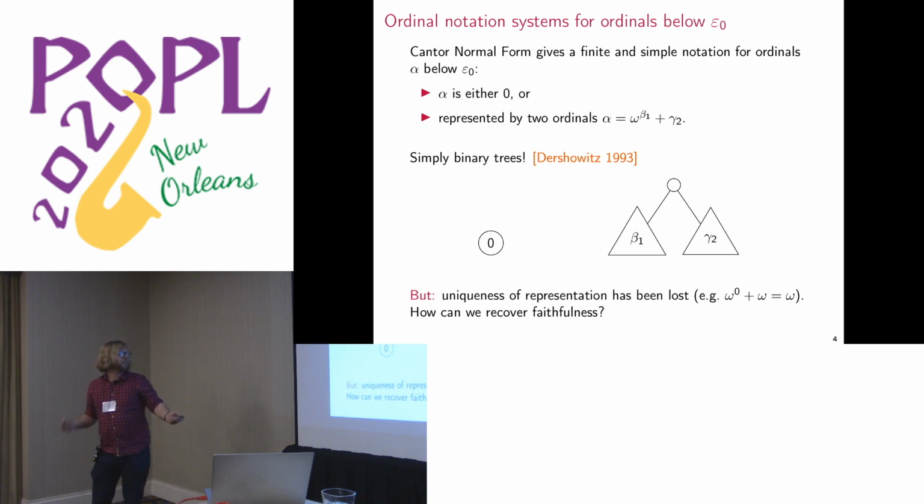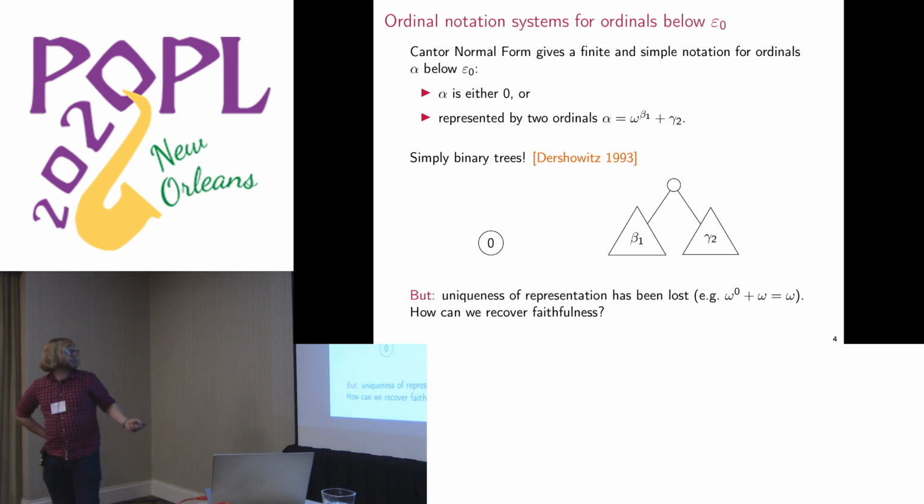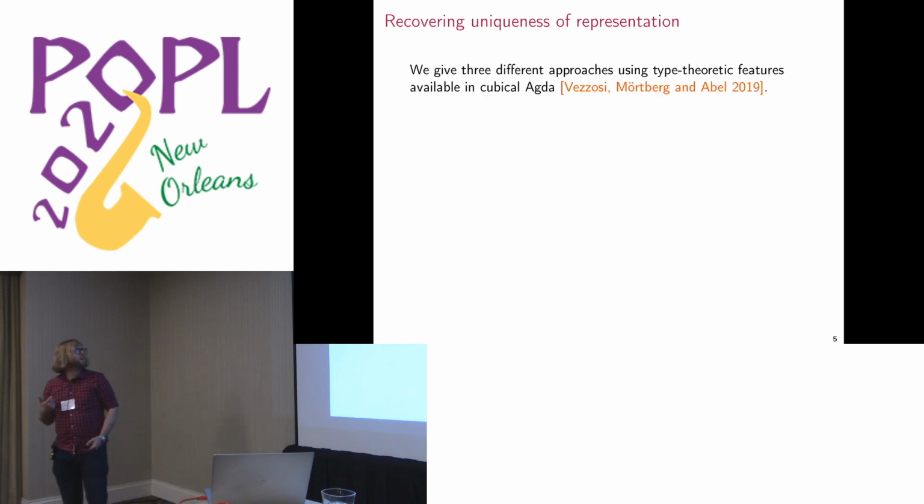Because, for example, it's a well-known fact of ordinal addition that 1 plus omega equals omega. So I have 2 representatives for omega if I just use binary trees. So what I would like to do is to somehow recover the faithfulness of the representation. So not have multiple representations of the same thing. Right? And we do this by using some nice type theoretic features that you can do in cubical Agda, for example.